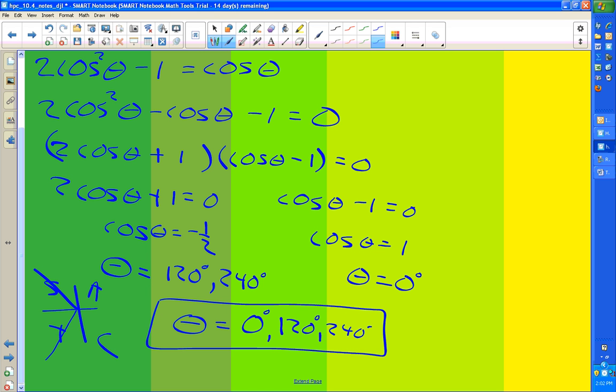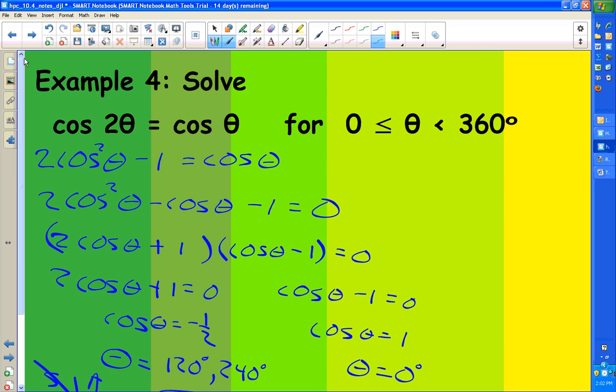Well, where is the cosine equal to 1? 0 degrees, and then also. I agree with you, but it's out of bounds. So you have to stay in bounds, and they're going to set the boundaries for you.